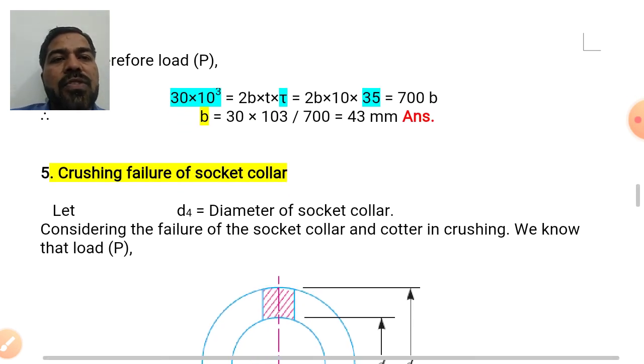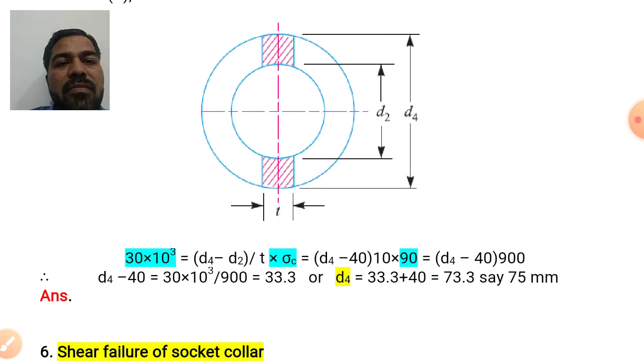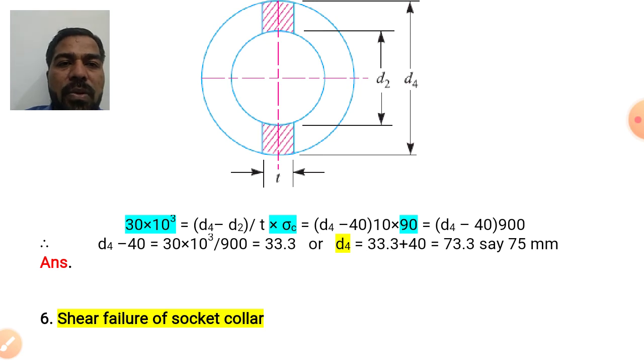Crushing failure of socket collar. Let us assume D4 is the diameter of socket collar. Consider the failure of socket collar and cotter in crushing. We know that load P is equal to 30 into 10 the power 3 is equal to (D4 minus D2) into T into sigma C. So here in this equation we will put the sigma C, T and D2 values. After this we will obtain D4 is equal to 73.3, and we can say it 75 mm.